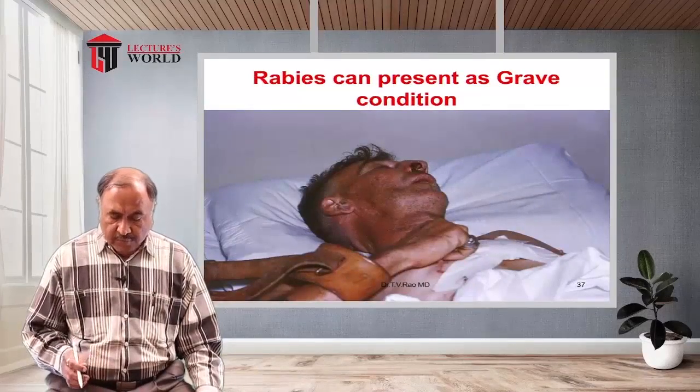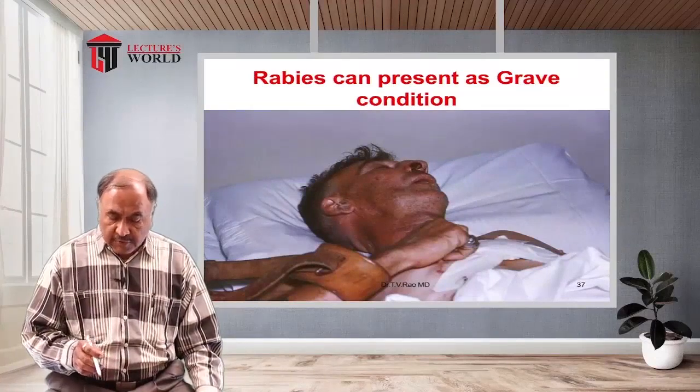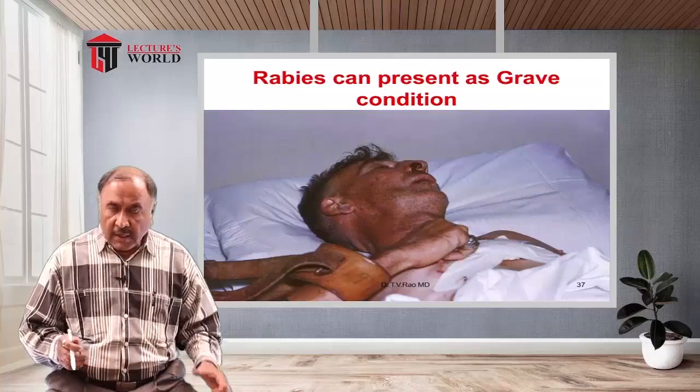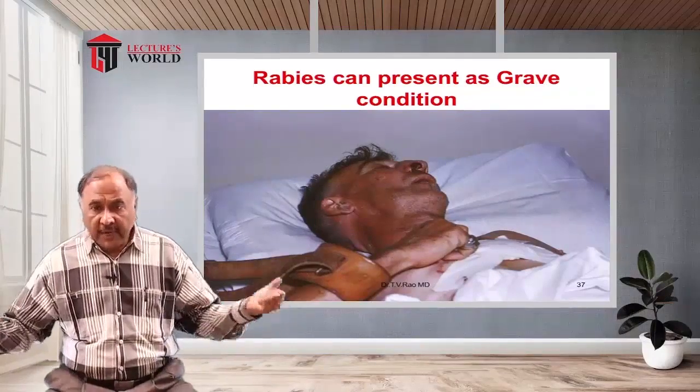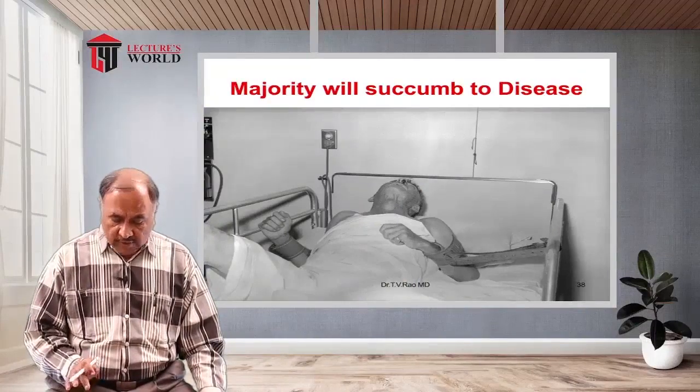This is how it looks. It is a photograph of a person who is in a grave rabies condition. Even the hands are tied with belts and other things. The majority of them will succumb to the disease.